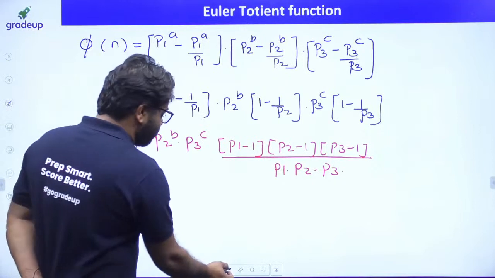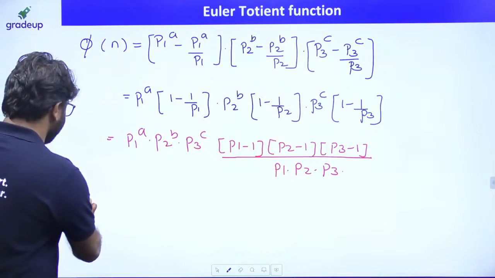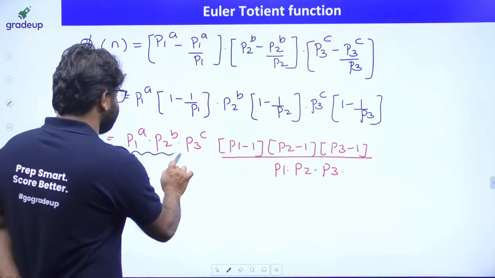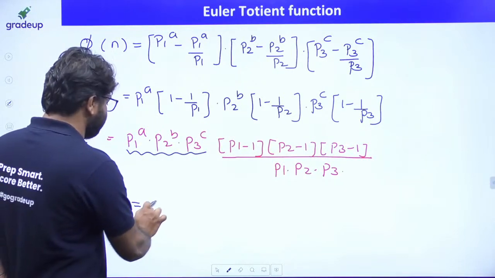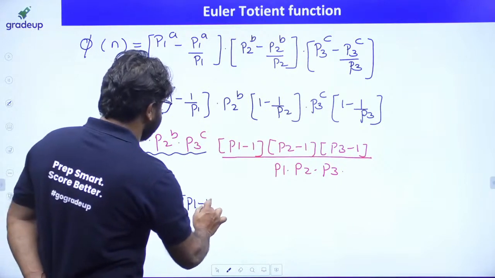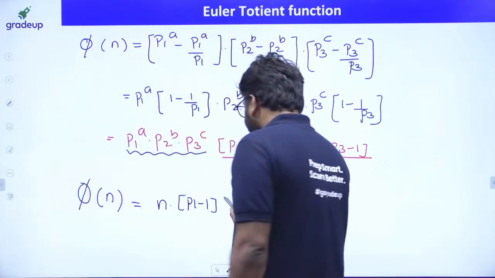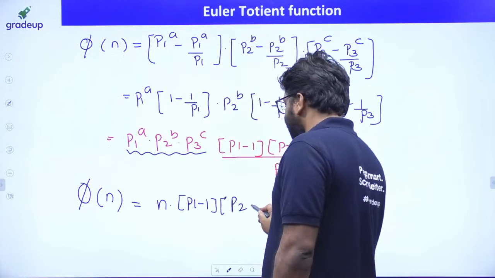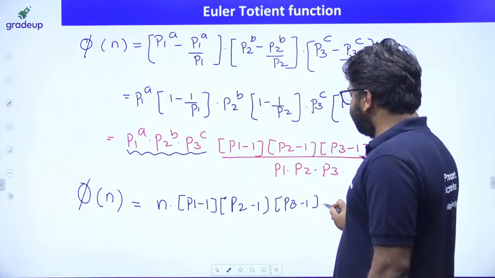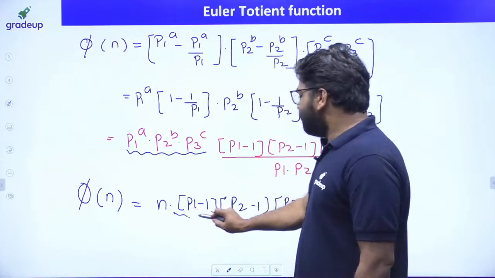With respect to the totient function of any particular number. So here I will get the totient function of n, and this whole thing can be written as n. So this one will become n, and then I will get P1 minus 1, P2 minus 1, and P3 minus 1, if I take 3 elements.